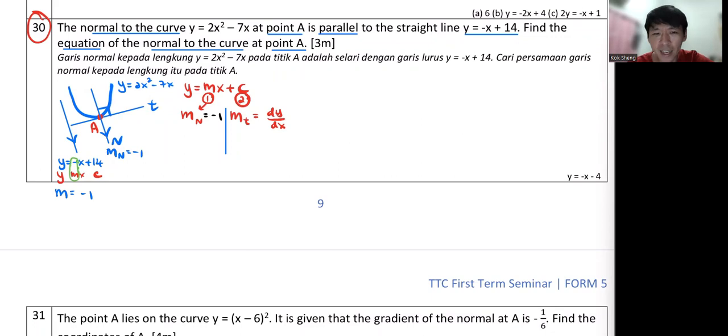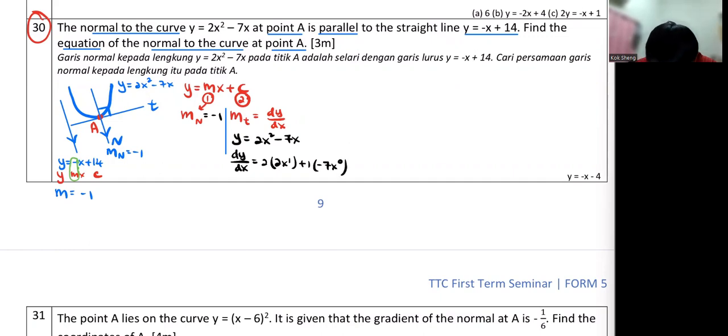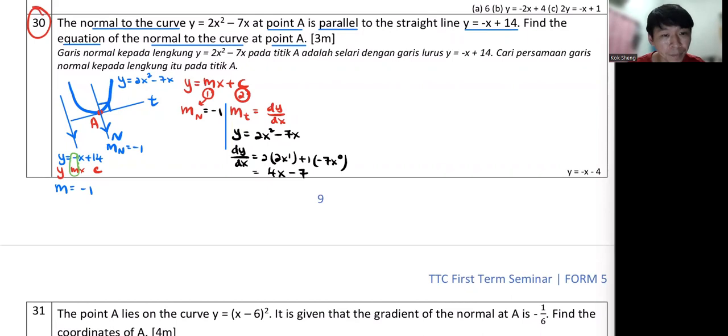So maybe it's still feeling confused, okay? I continue here. Let's find the mt first. Same thing, we have to differentiate the curve, and we can get the mt. So your curve is 2x squared minus 7x. Differentiate this, you get dy over dx, so you get 4x minus 7. That is your mt.